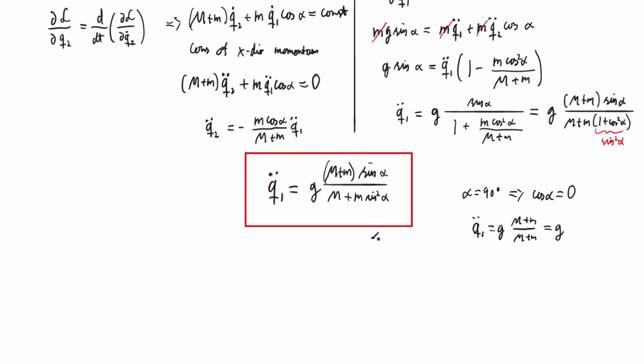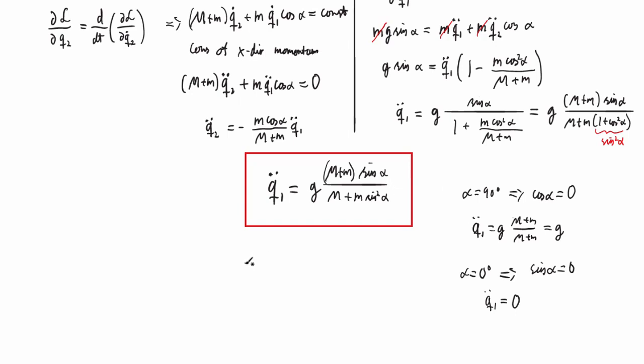Let's try a couple other things. We can try the other option here. Alpha equals 0 degrees. Well, then sine of alpha equals 0, and that means that Q1 double dot equals 0. That also makes sense. If the wedge becomes flat, there's nothing to accelerate anything.